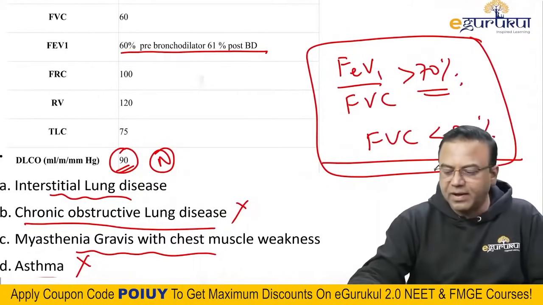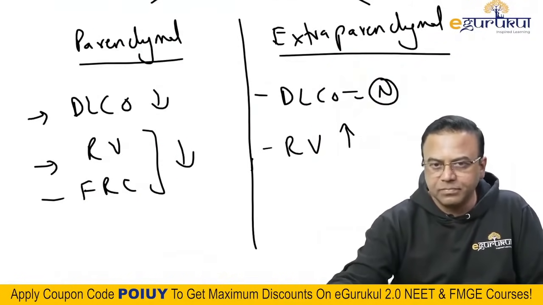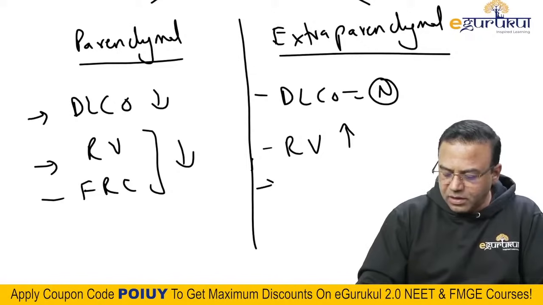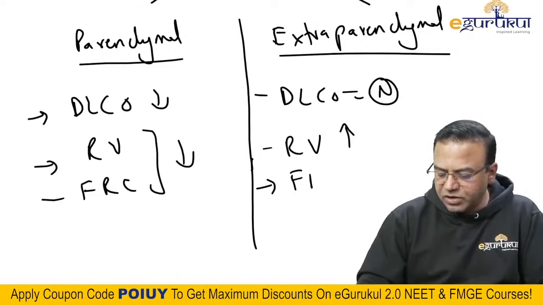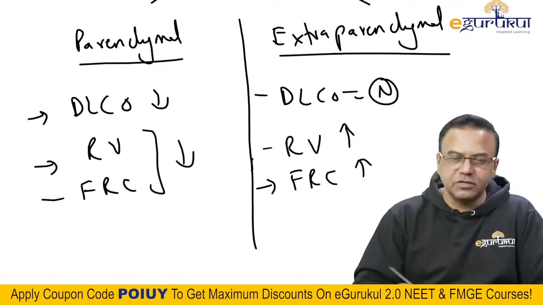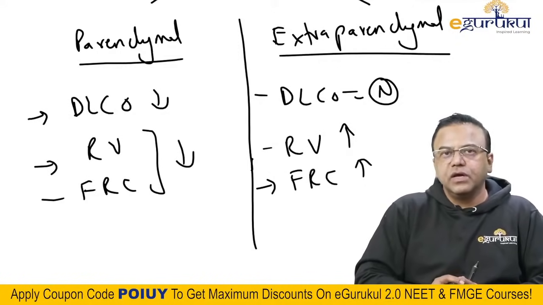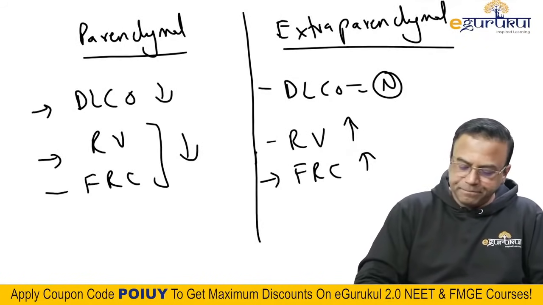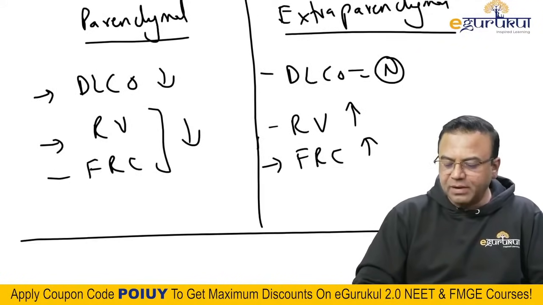So extraparenchymal restrictive, that means chest disease problem, the residual volume and the functional residual capacity might be high. Especially residual volume is the important clue for us. It will be increased. So extraparenchymal, can you give some examples?